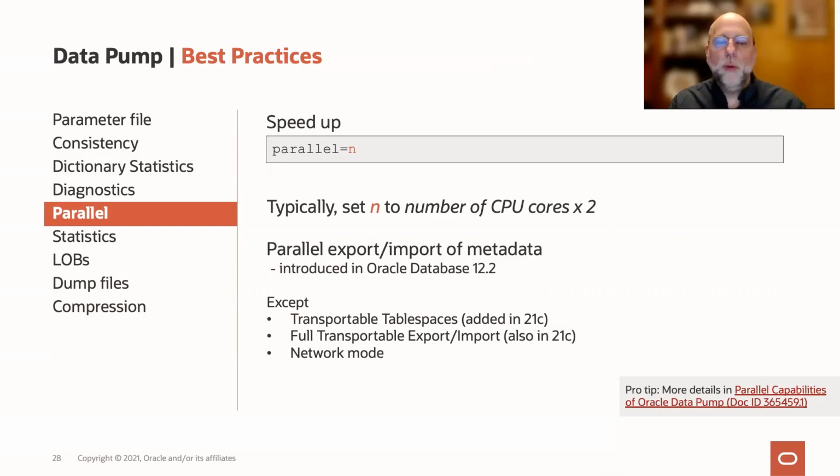Since 12.2, we have parallel export and import of metadata for dump file jobs, but we didn't add parallelism for our transportable jobs until 21c. That's for both transportable tablespace and full transportable. And sadly, we still don't have parallelism for network mode. That has to do with the fact that we're exporting from one database simultaneously while importing into another. So that process is very different than when we export everything to a dump file and import it later.